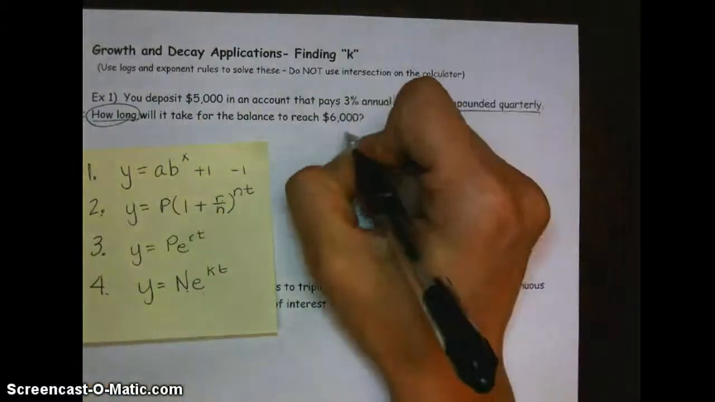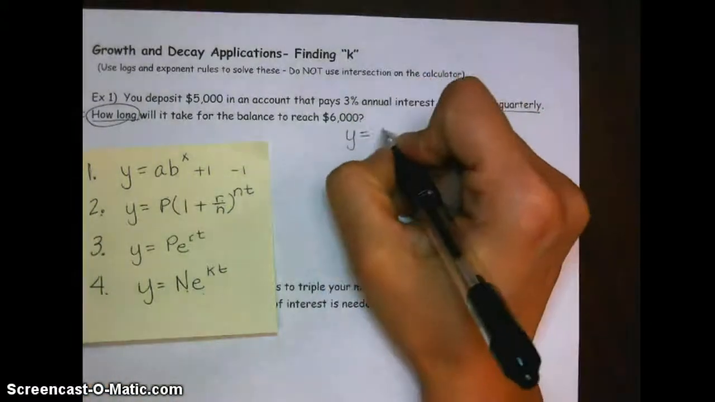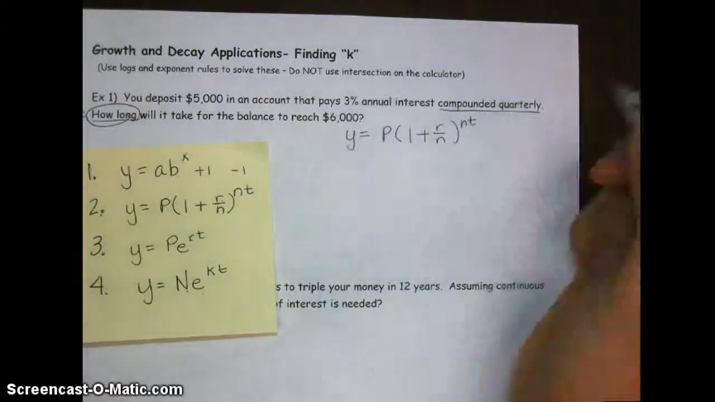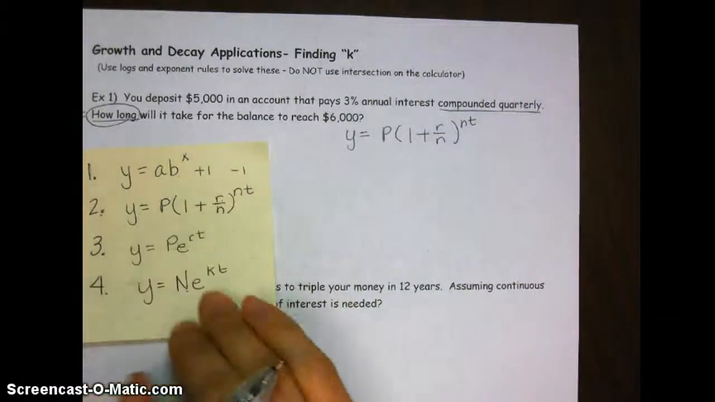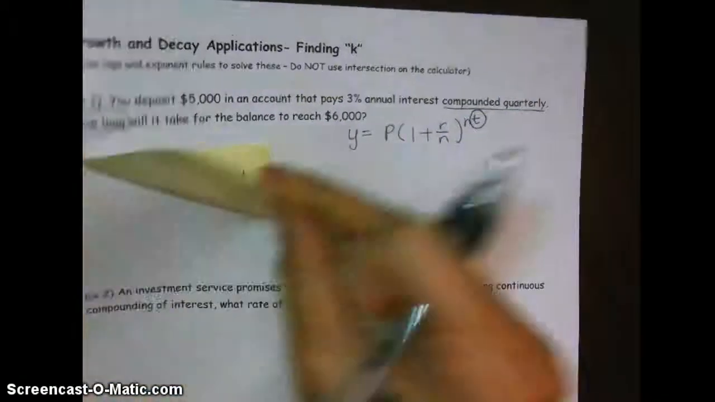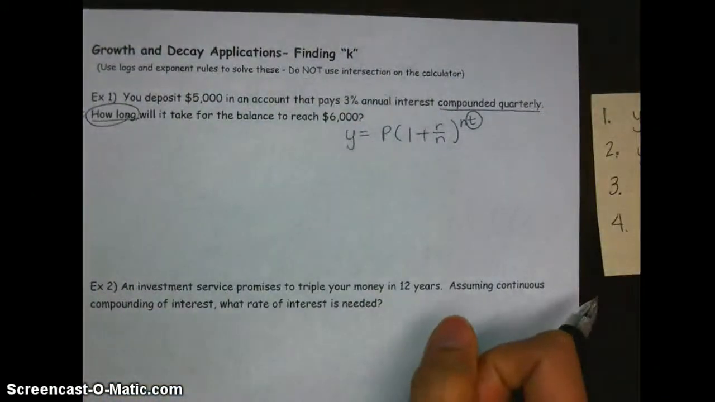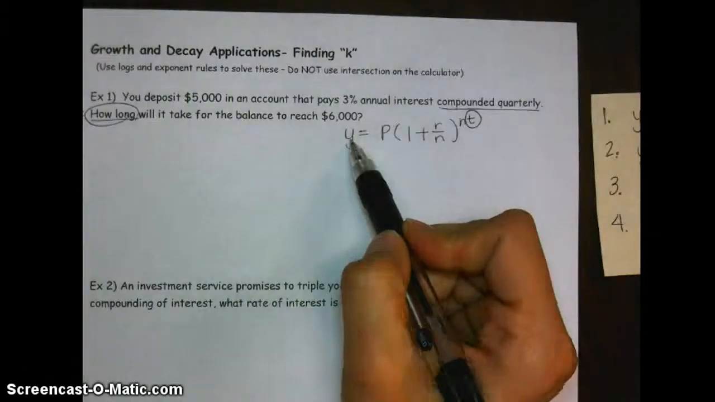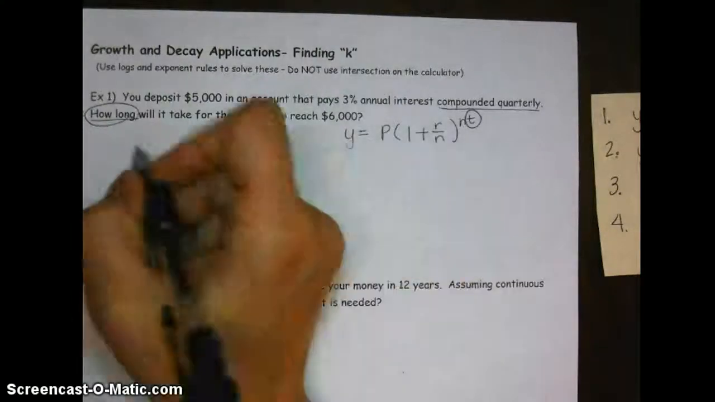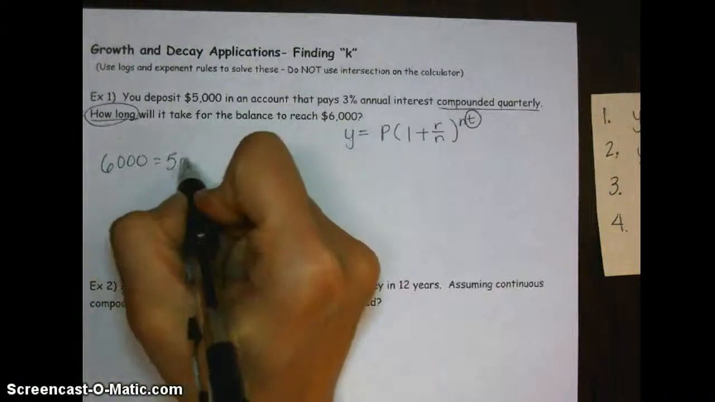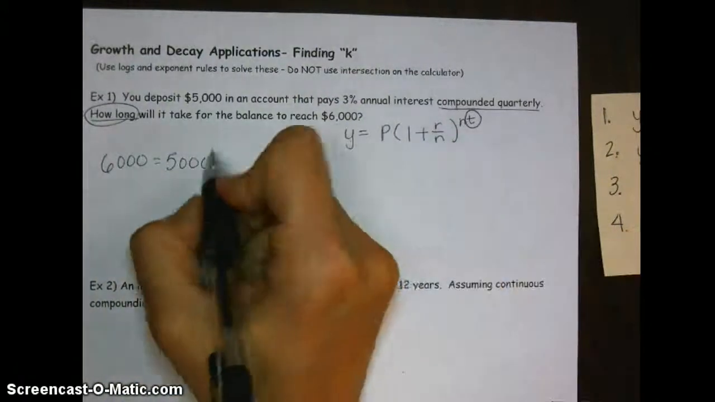So we're going to have this general form of y equals p times 1 plus r divided by n to the nt power. And we're going to have to substitute in there, and everything should be filled out except for t, because that's the question that they've asked us to find. All right, so remember y is the after, what happens in the end. So in the end, I have 6,000. Right, p is the original amount, what it was in the beginning, which was 5,000.